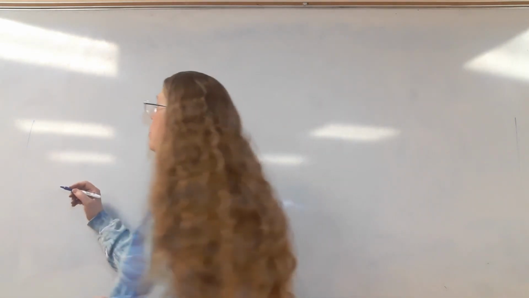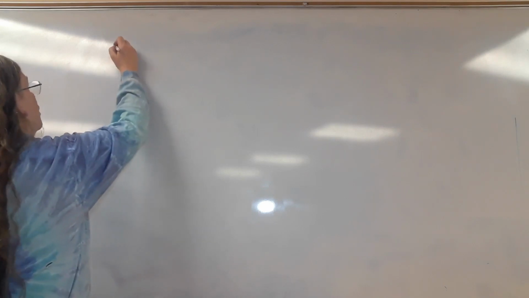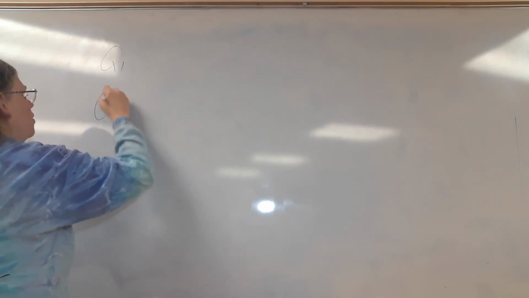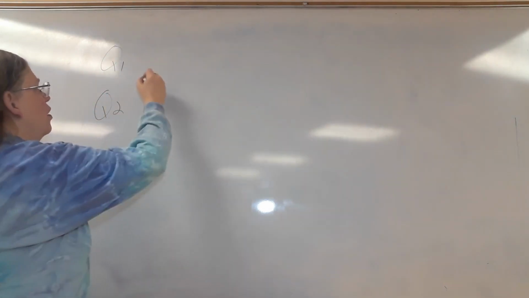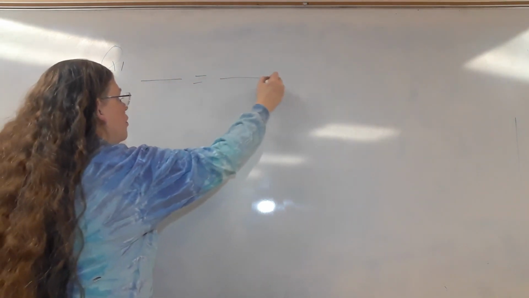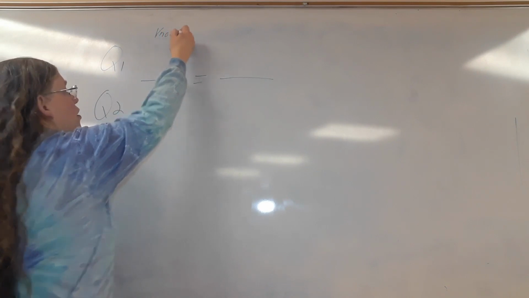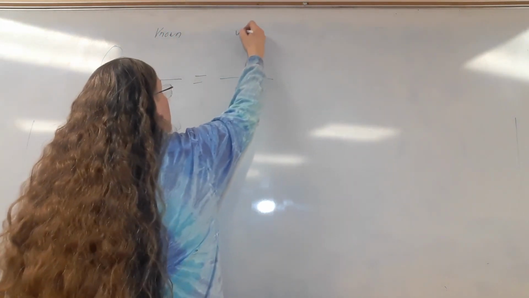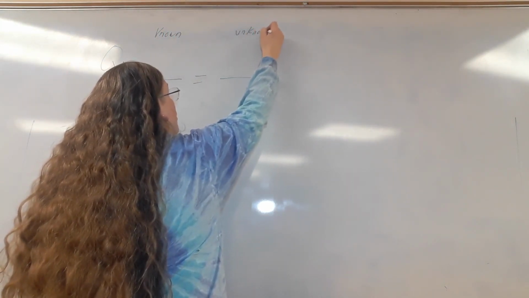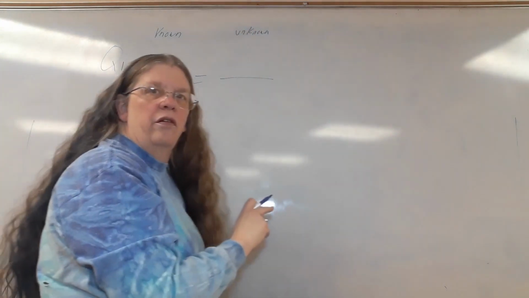Ratios are used when you have two quantities, quantity 1 and quantity 2. It's a situation where you have something where both quantities are known in one case and unknown in another. One of these is unknown. Okay?